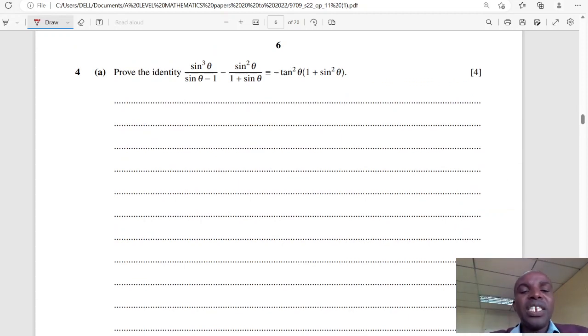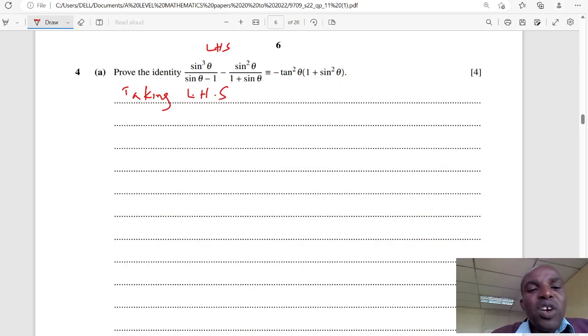Then next question, number 4. Prove the identity. Sine cubed theta over sine theta minus 1, then minus this one, right? I can choose the left hand side because there are a bit more items on the left side than on the right side. So taking left hand side, I have shown that my left hand side is equal to my right hand side.